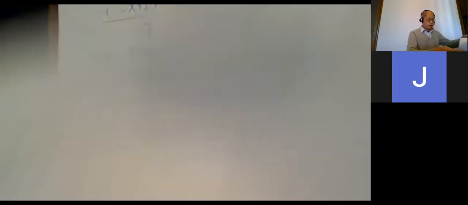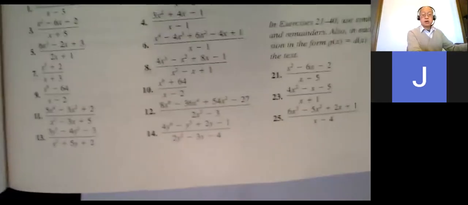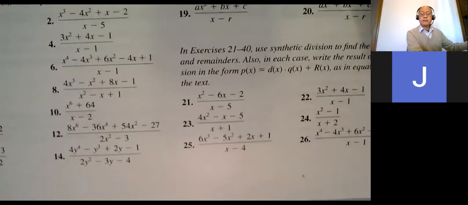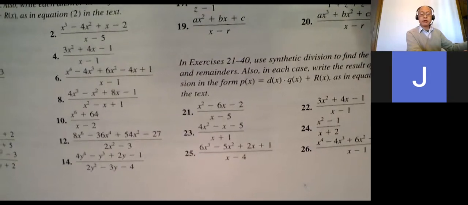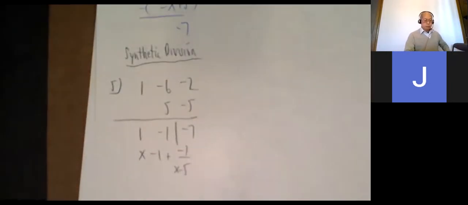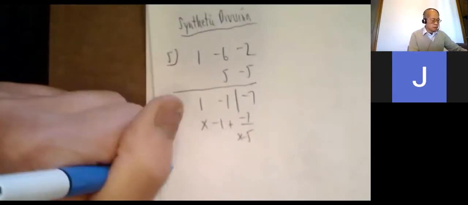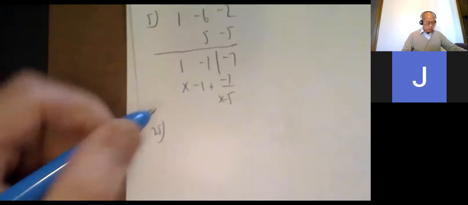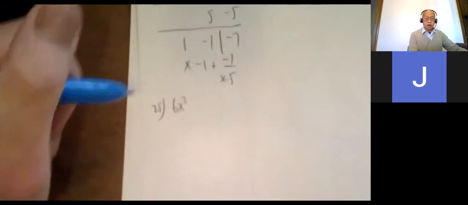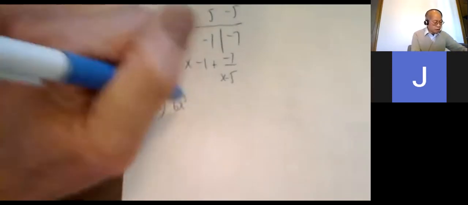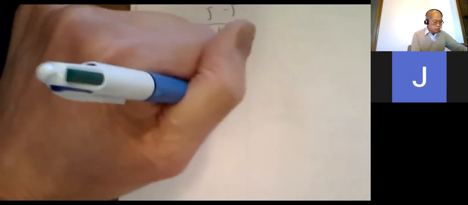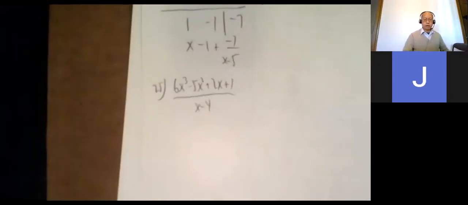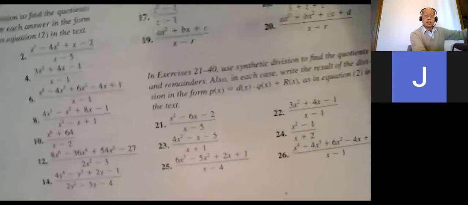Okay, so synthetic division. 6x to the third minus 5x squared plus 2x plus 1 divided by x minus 4. I'll write the whole problem out this time, but I may not be willing to do it too many other times. Double check there: 6x cubed minus 5x squared plus 2x plus 1 divided by x minus 4.